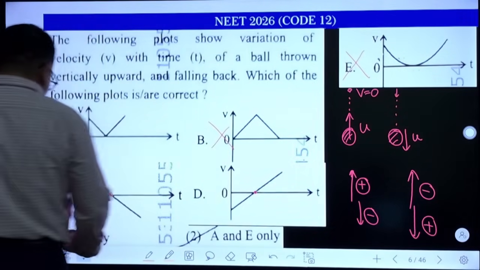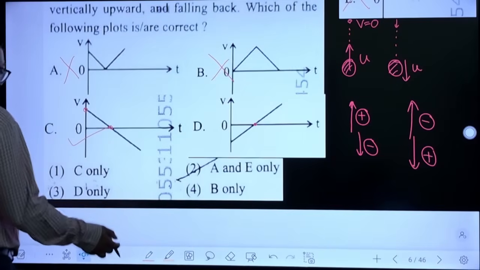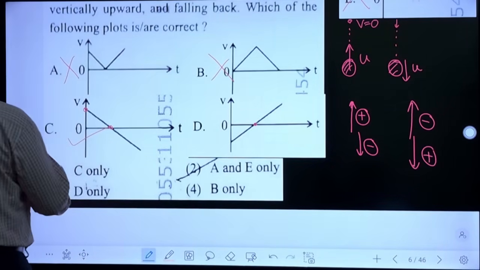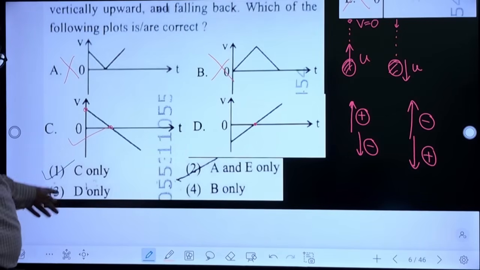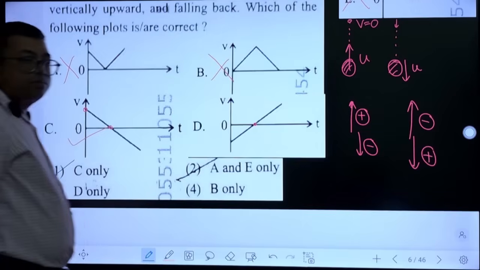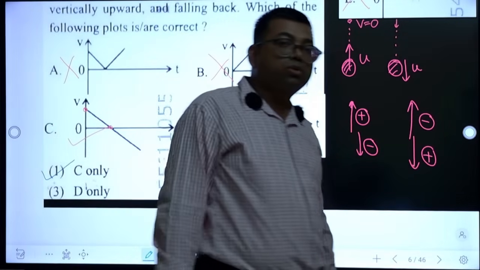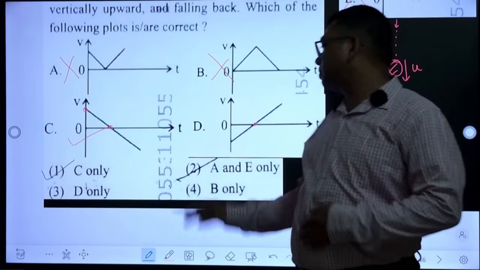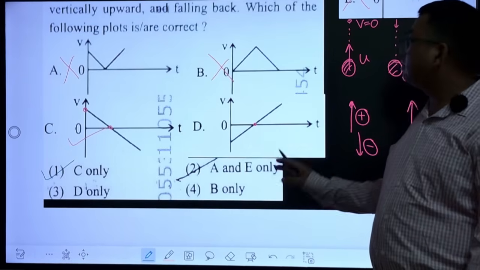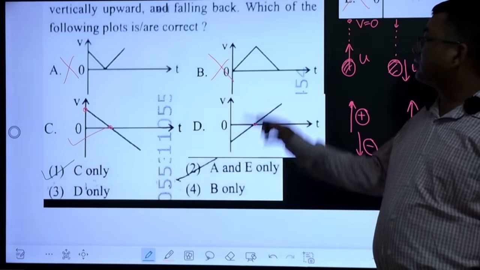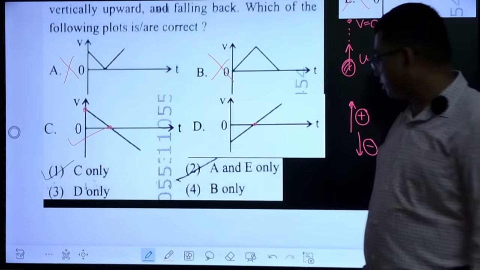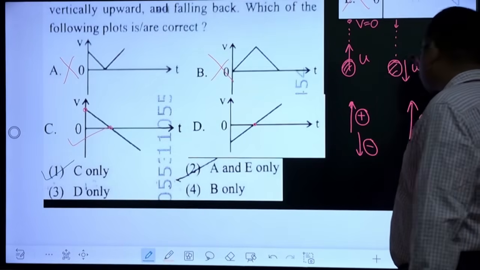People may assume the standard condition of the Cartesian coordinate system, then we can go with C only. But again, let me tell you, C and D are both possibilities. They should give marks for both, or in the options they should have kept C and D only. A and E are not possible because the other options are not possible. Acceleration is constant, right? Let us move to the next question.